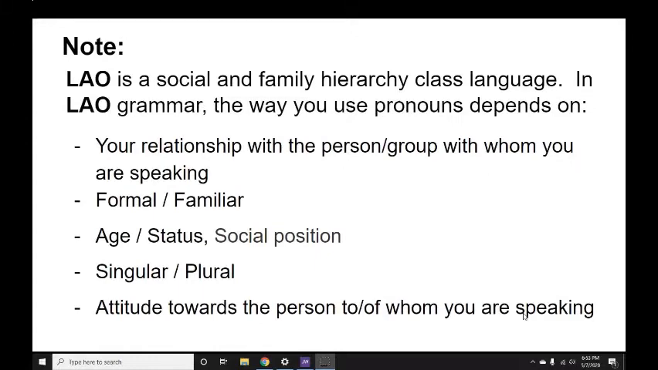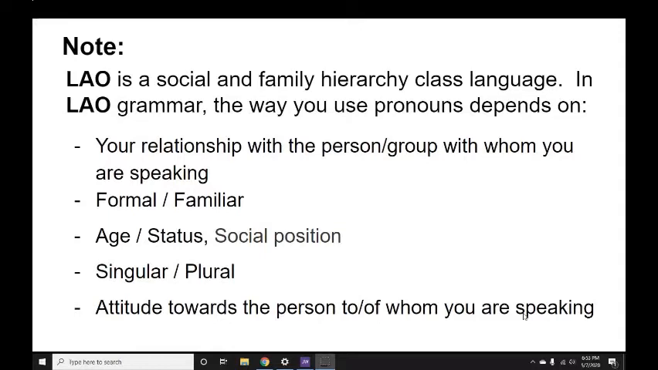So Lao is a social and family hierarchy class language, meaning depending on where you fit in the class structure, the class hierarchy or the family hierarchy will determine how you refer to either yourself or the person that you're speaking to. Okay, and it will define which pronouns you're going to use for yourself or for others. All right, so it depends on your relationship with the person or the group with whom you're speaking.